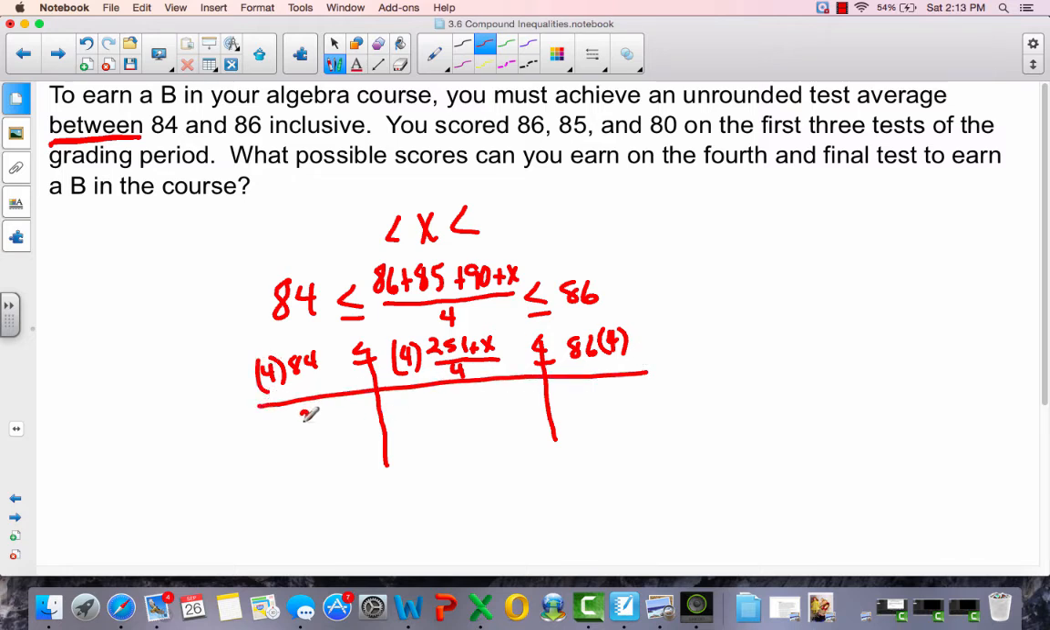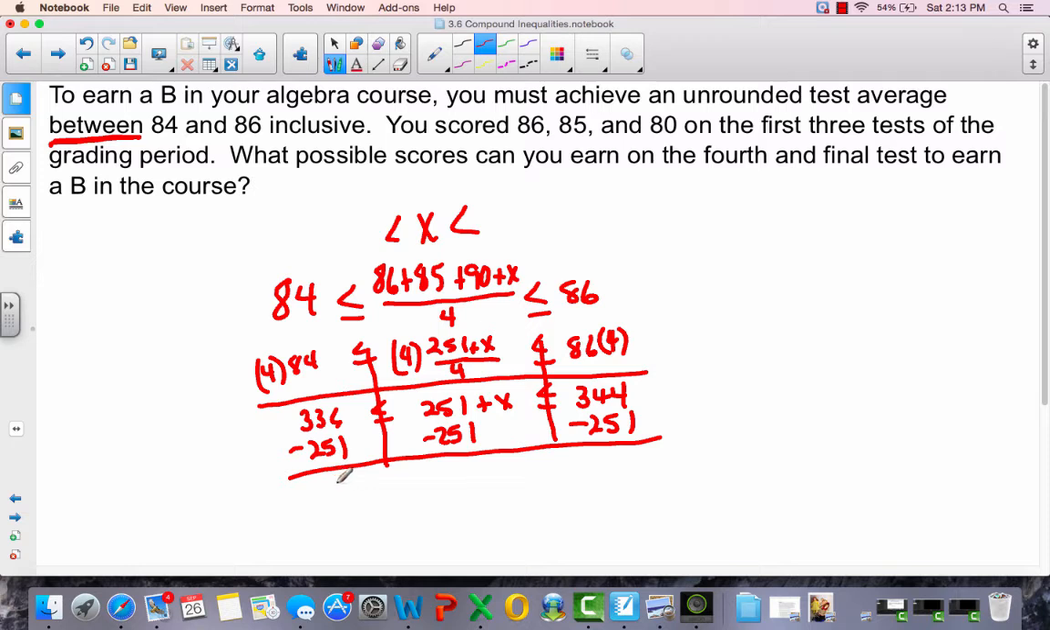That gives us 336 is less than or equal to 251 plus x is less than or equal to 344. Then we minus 251 and minus 251. And that gives us 85 is less than or equal to x, which is less than or equal to 93. So that means that you can score anywhere from 85 to 93 and get a B in the course.